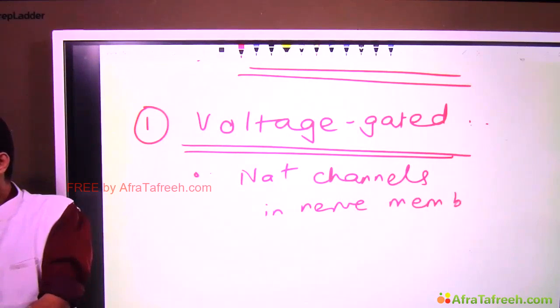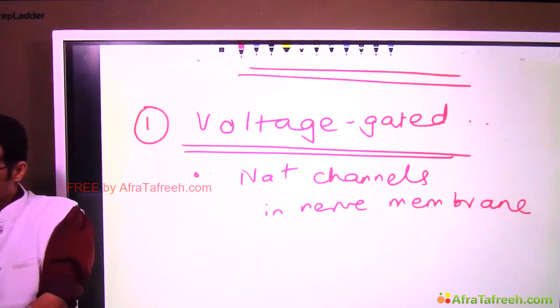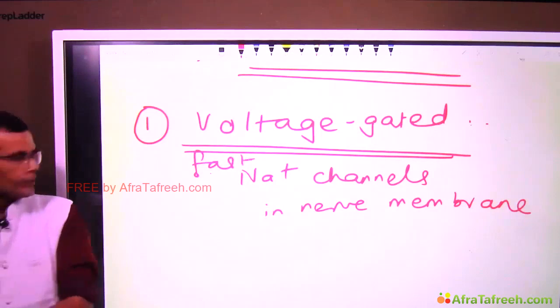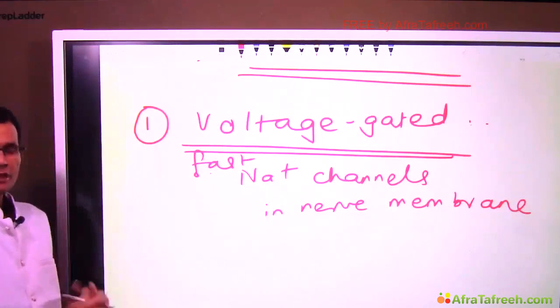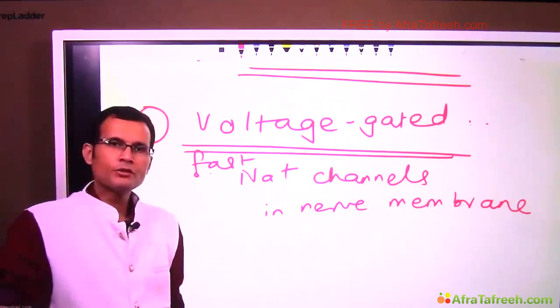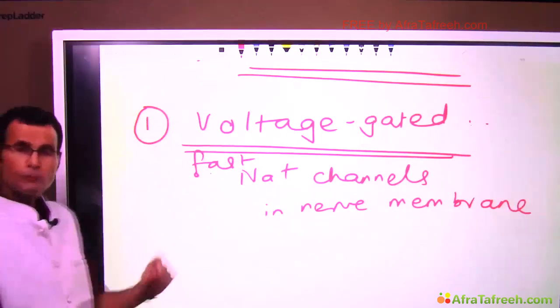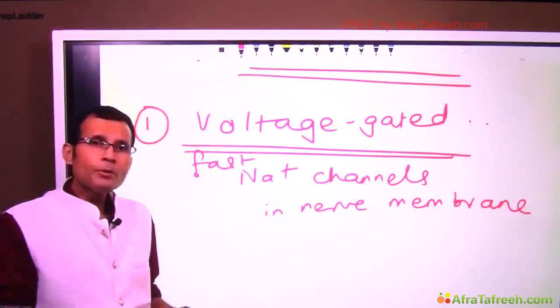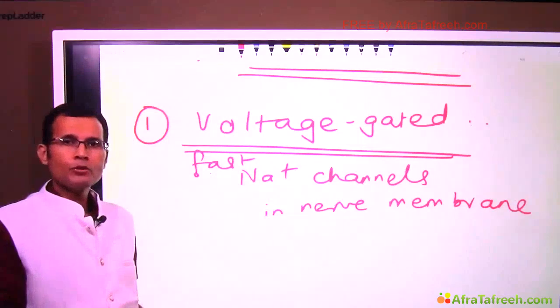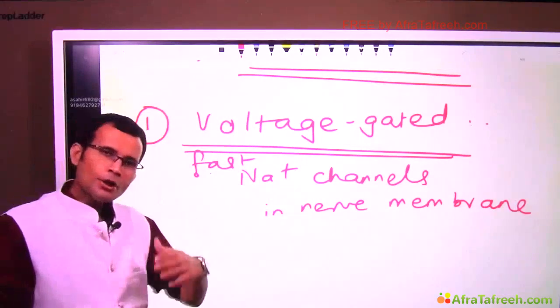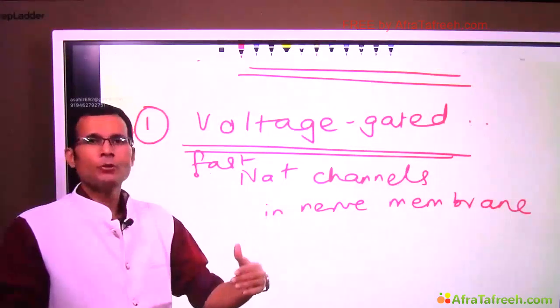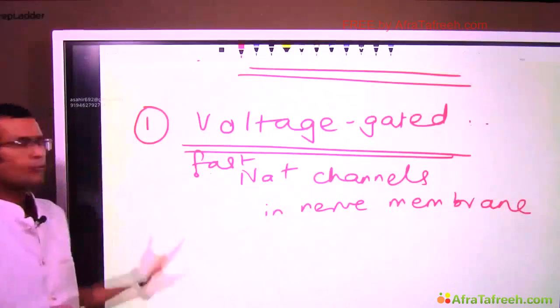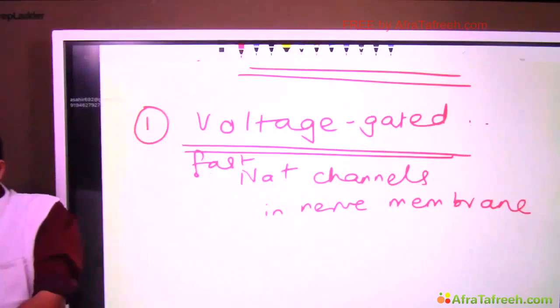voltage gated fast sodium channels in the membranes of the nerves, which are responsible for depolarization of the nerves. These are voltage gated. They can open at a voltage of minus 70 millivolts, but they cannot remain open in a positive voltage. So these are voltage gated channels.